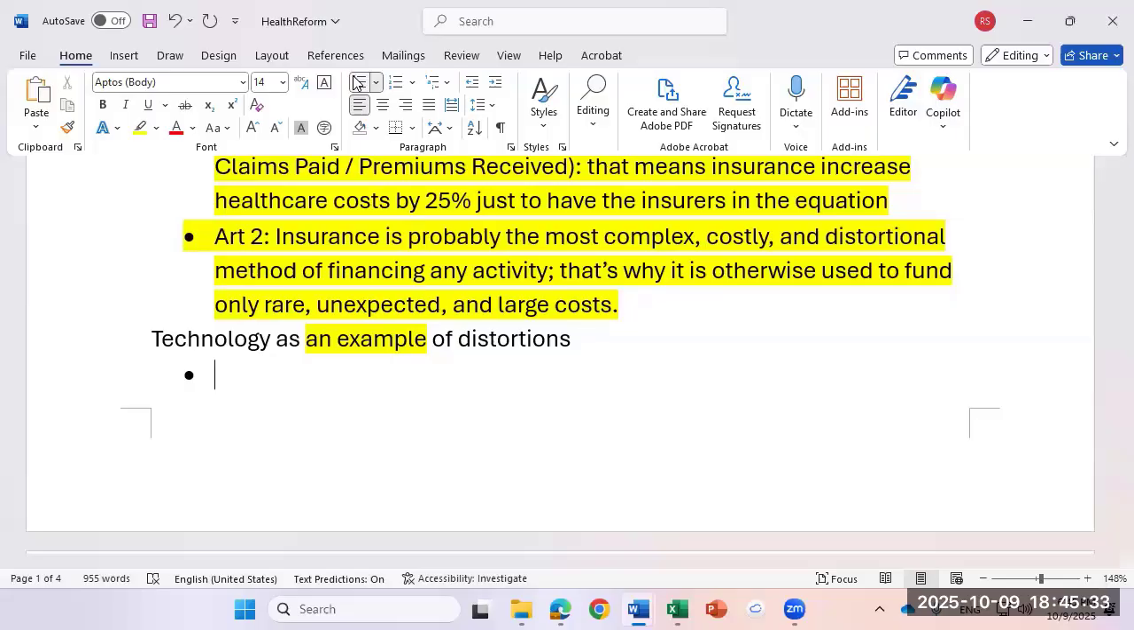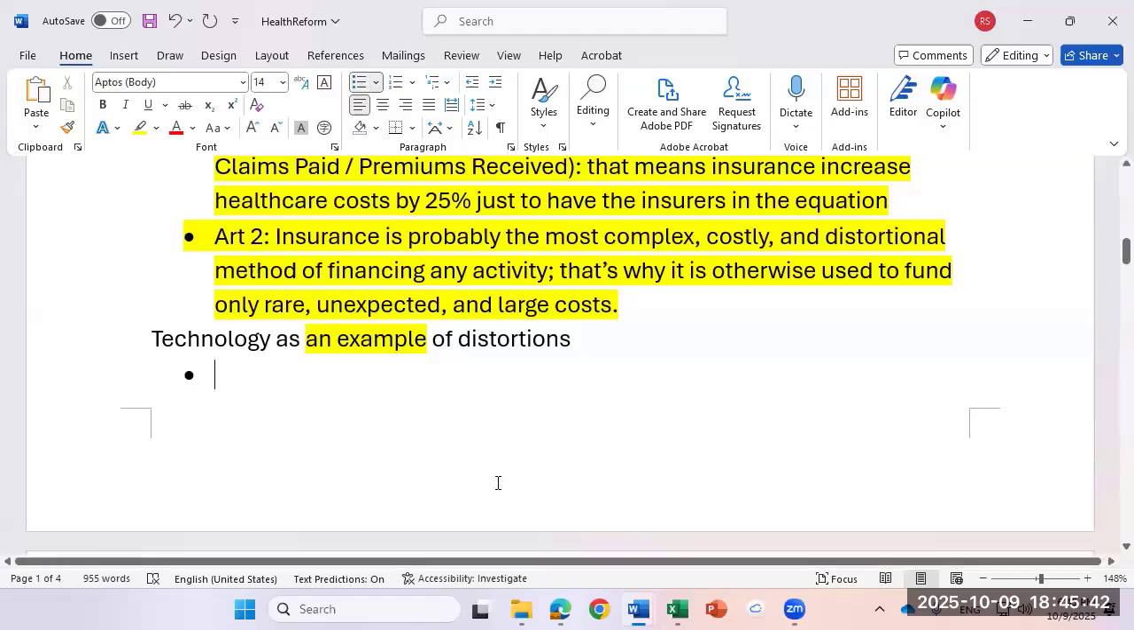Let's see if you've been paying attention. When does technology lower costs? When there's no insurance. When does it raise costs? When there is insurance. And that's his point in this section.